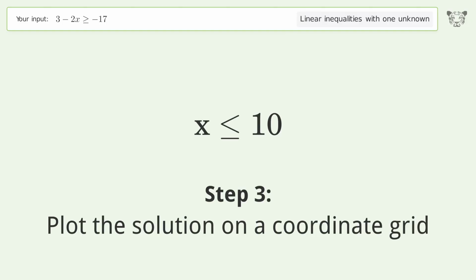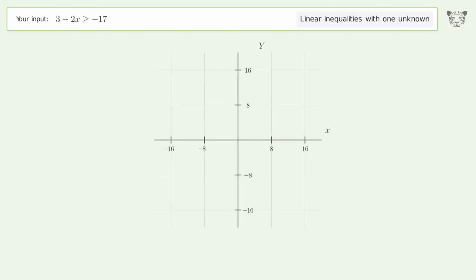Plot the solution on a coordinate grid. And so the final result is x equal or smaller than 10.